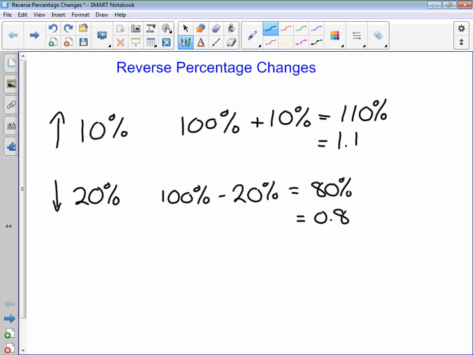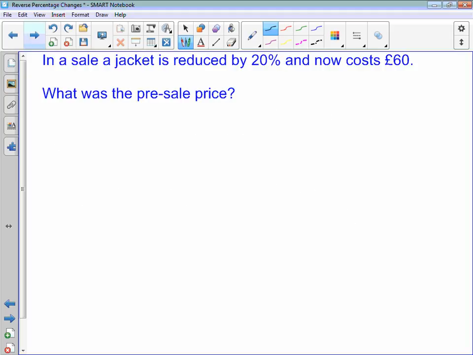Reverse percentage changes are about finding the original amount after a percentage increase or decrease has been applied to it. So we're going to do 3 examples. The first example is about this jacket being reduced by 20% in a sale and now costs £60. You're asked to find the pre-sale price.